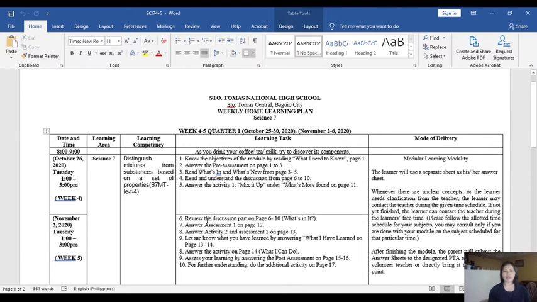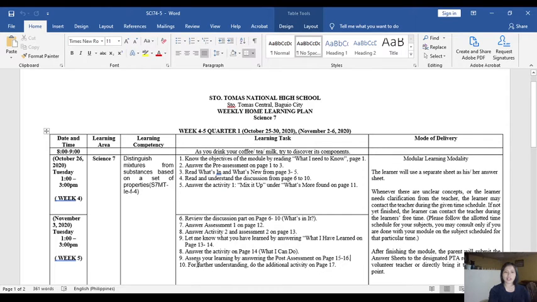First, you're going to review the discussion part on page 6. That is what's in it for substances and mixtures. After reviewing, you are going to answer assessment number 1, activity number 2, assessment 2, what I have learned, and another activity on page 14. That is what I can do. And lastly, you are going to assess learning by answering the post-assessment on page 15 and 16 of your module.